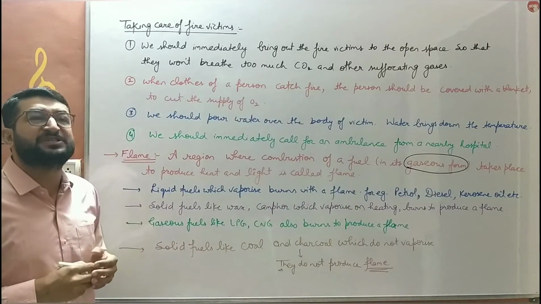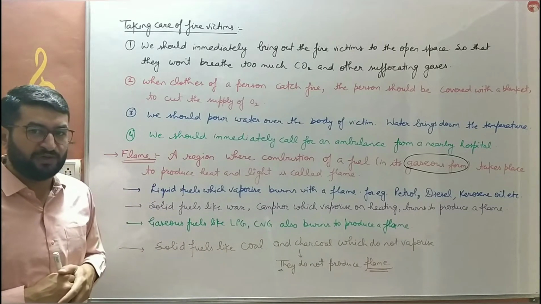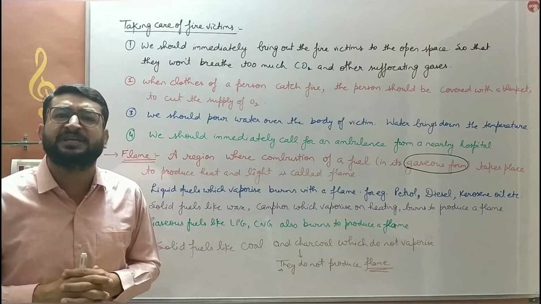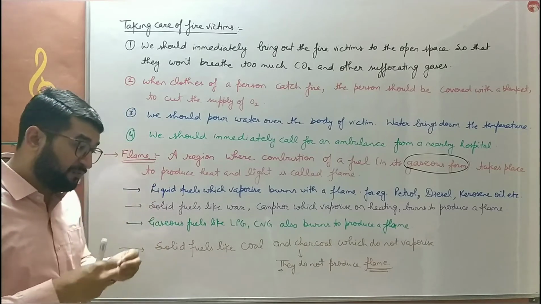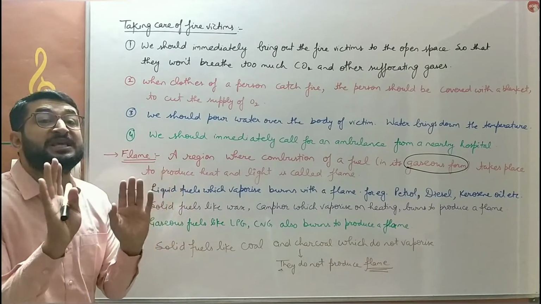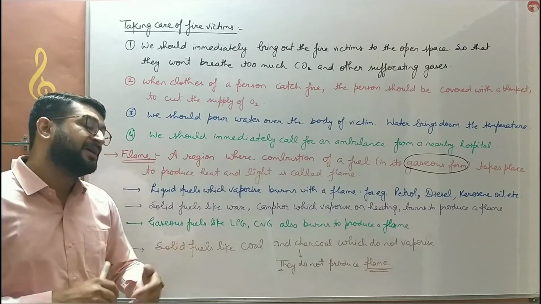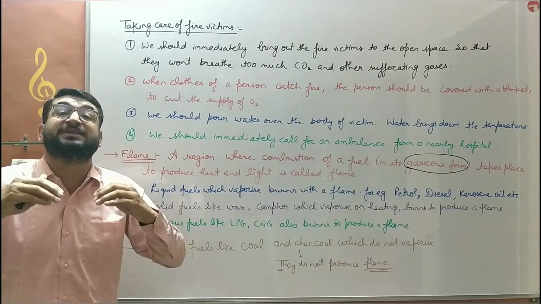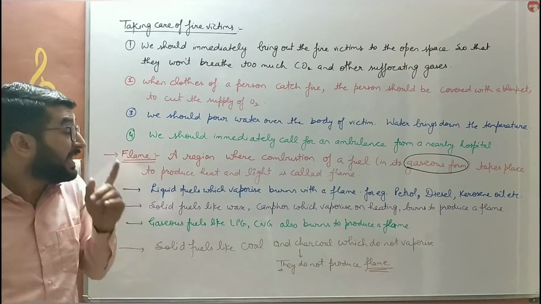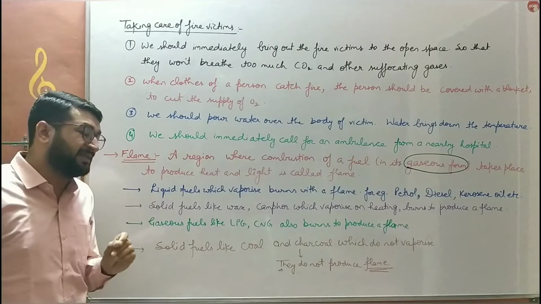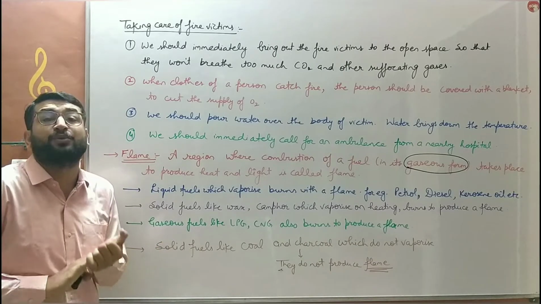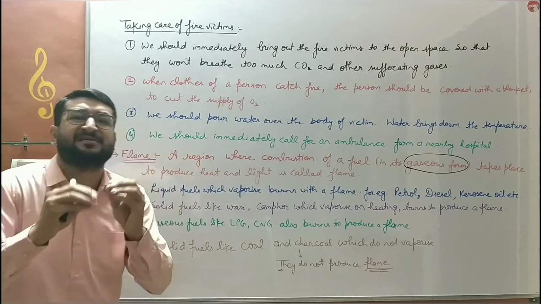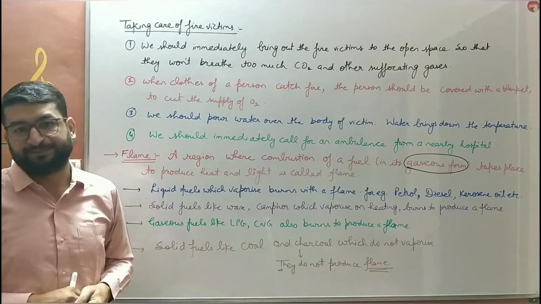There are certain solid fuels like coal and charcoal, which when burnt do not produce any flame. कुछ ऐसे fuels भी हैं जैसे कोल और चारकोल, जब वो बर्न होते हैं तो उससे फ्लेम प्रोड्यूस नहीं होती. Why? Because they remain in their solid form. They do not vaporize. They do not convert into gaseous form. And for the flame, it is a must that a fuel converts into gaseous or vapor form. Only then can a flame be produced.